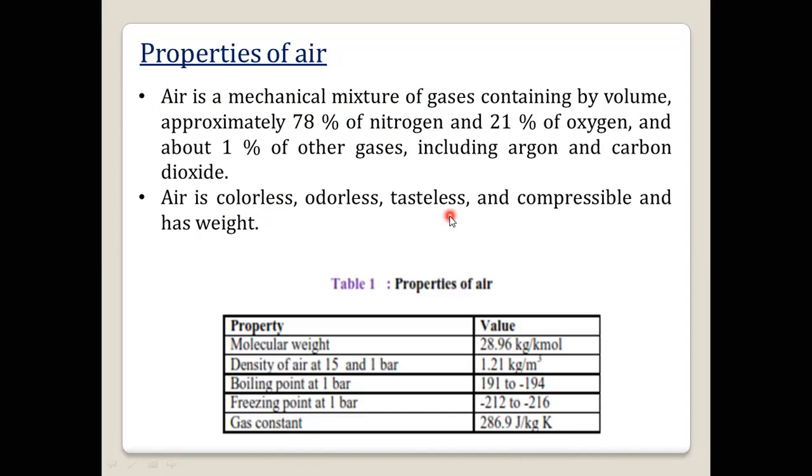Air has some weight. If we look at some properties of air, what is its molecular weight? It is 28.96 kg per kilomole. The density of air at 15 degrees Celsius and 1 bar is 1.21 kg per meter cube. Then there are the boiling point, freezing point, and gas constant. So these are some of the properties of air.